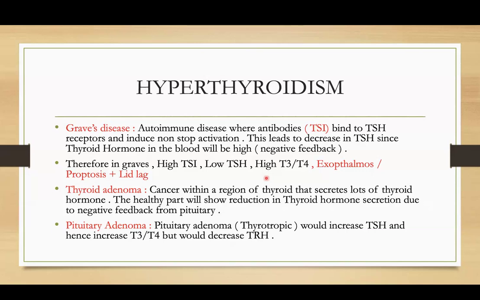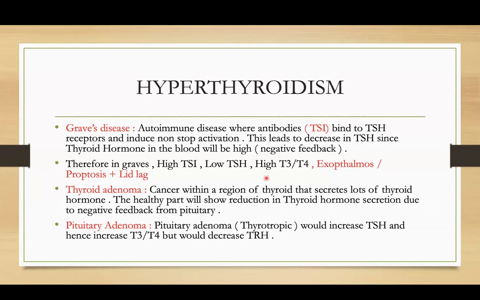So this leads to a decrease in TSH. Can you tell me why? It's because TSH has negative feedback from T3 and T4. If TSI is continuously stimulating the thyroid gland to release T3 and T4, we're going to have a lot of T3 and T4, right? Which is in turn going to have negative feedback and decrease TSH. So this antibody basically mimics TSH and then causes nonstop activation.